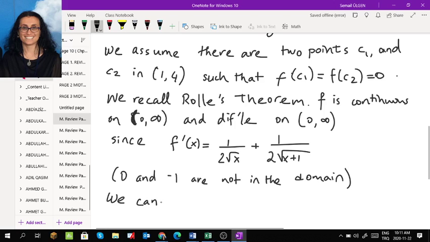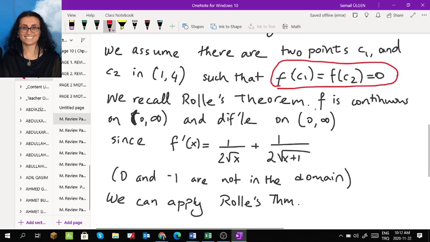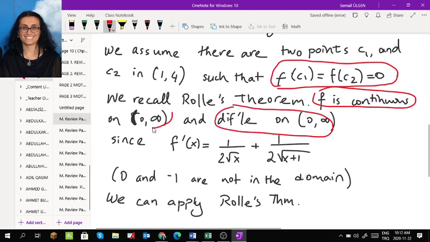We can apply Rolle's theorem, because for Rolle's theorem we need these things. We need 3 things actually: f is continuous, and f is differentiable. This is continuous on this interval, of course. So we have all that. Therefore, we can apply Rolle's theorem.